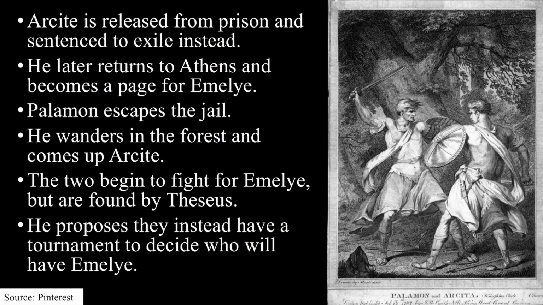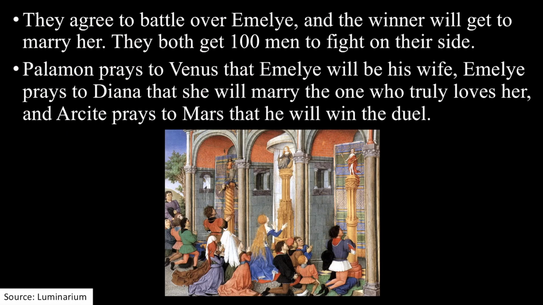He later returns to Athens and becomes a page for Emily. Palamon escapes the jail. He wanders in the forest and comes up to Arkwright. The two begin to fight for Emily, but are found by Theseus. He proposes they instead have a tournament to decide who will have Emily. They agree to battle over Emily, and the winner will get to marry her. They both get 100 men to fight on their side.